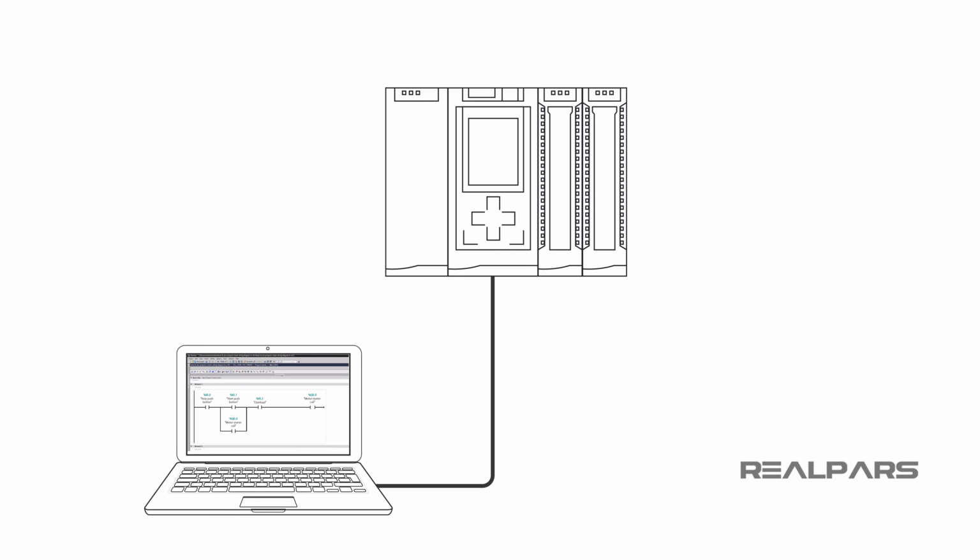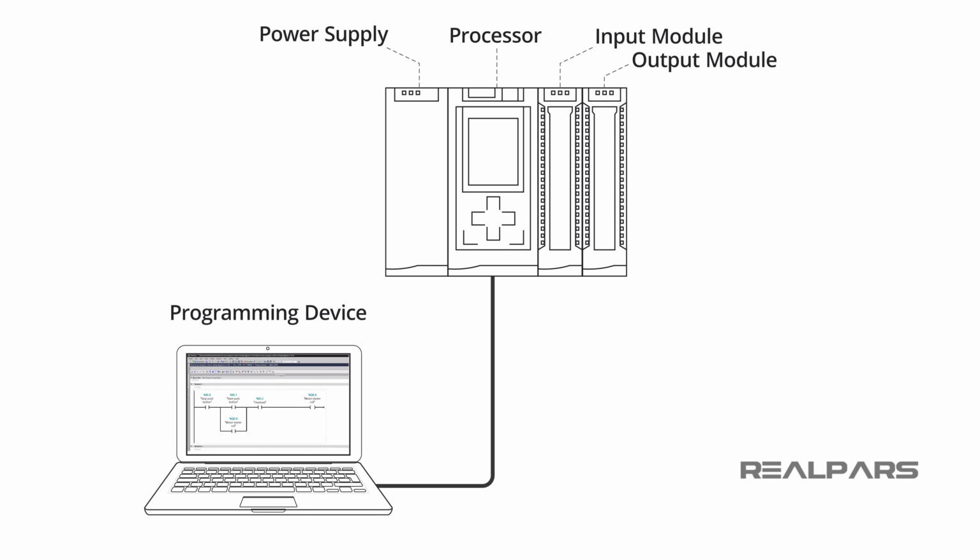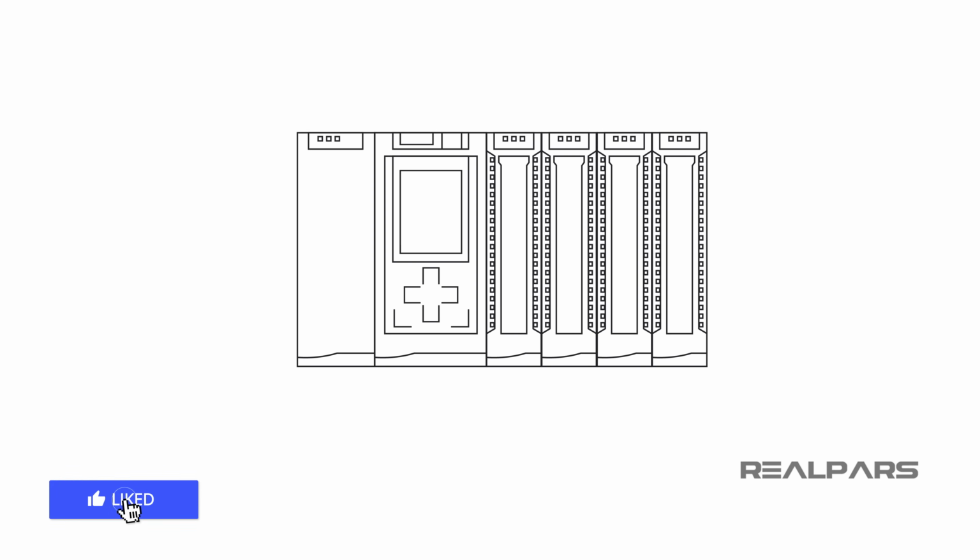All right, now that we've got that out of the way, let's look at what we mean by the term PLC hardware. The hardware components of a PLC include the following: processor, power supply, input-output modules, and a programming device. Let's look at each piece of hardware, or module, one at a time.